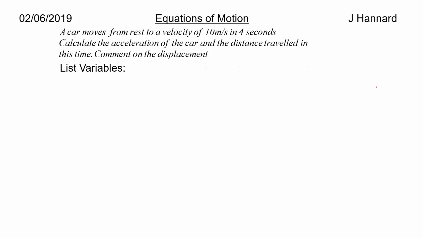So we list our variables. We've got SUVAT along the top, and then we ask ourselves, right, what have we been given? A car moves from rest, so our initial velocity is going to be 0 because he starts at rest. He starts stopped. He is not moving. His speed is 0. Then it says to a velocity of 10 meters per second. Okay, so that must be his final velocity. He is moving at 10 meters per second at the end of this story.